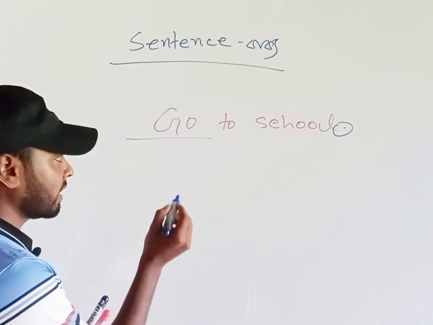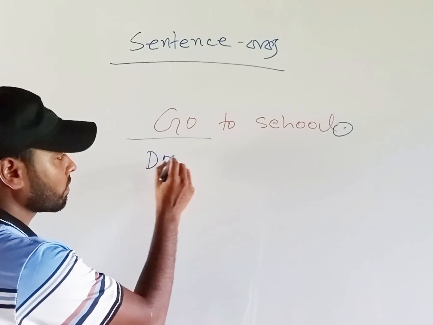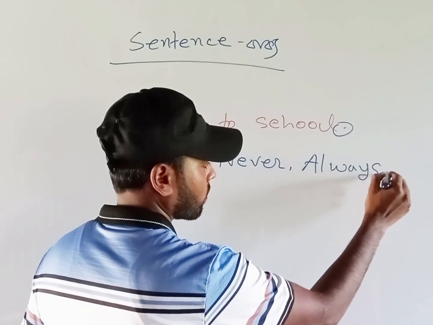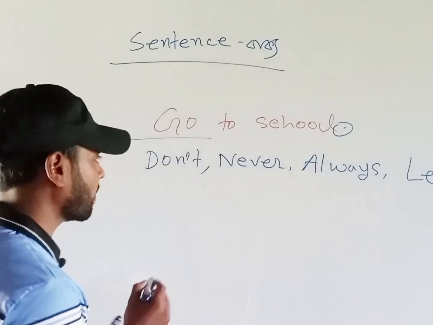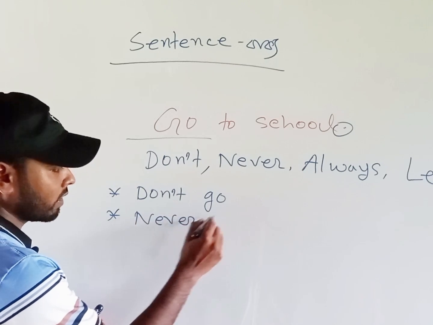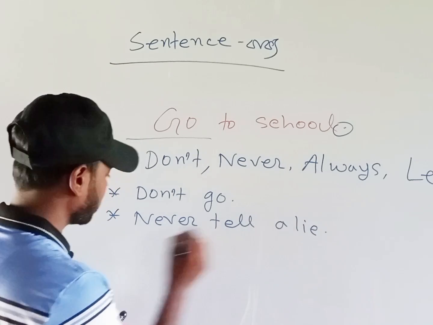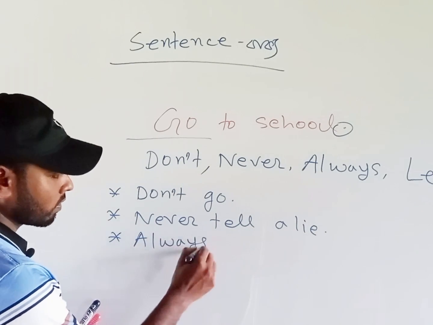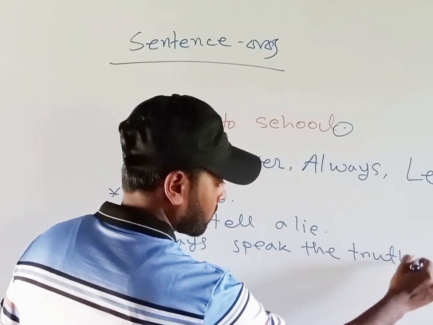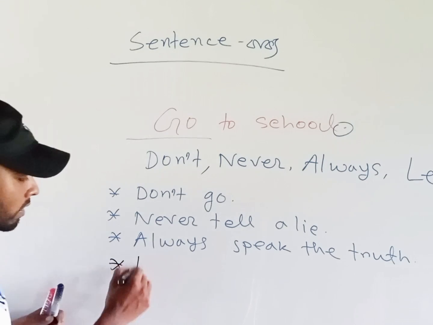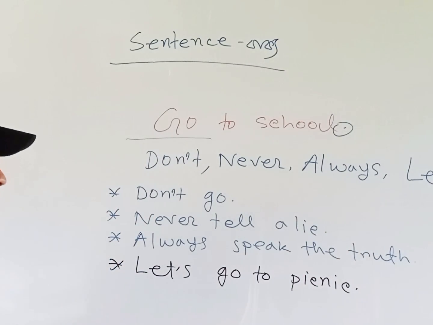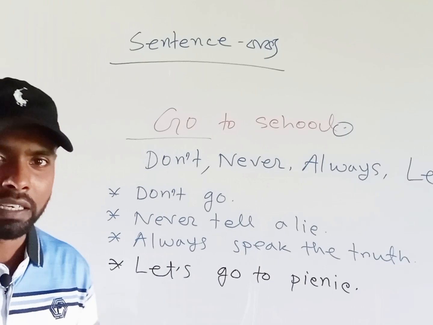Besides this, the sentence can start with don't, never, always and let. For example, don't go, never tell a lie, always speak the truth, let's go to picnic. These are all examples of imperative sentence.